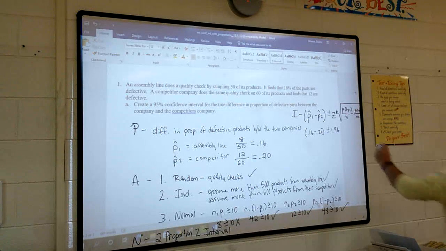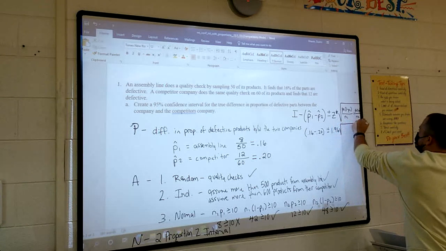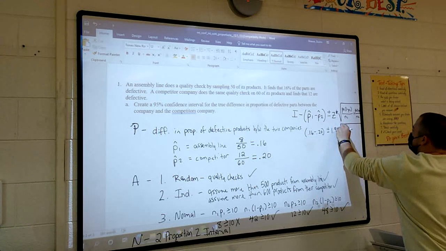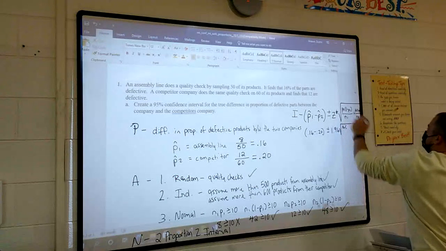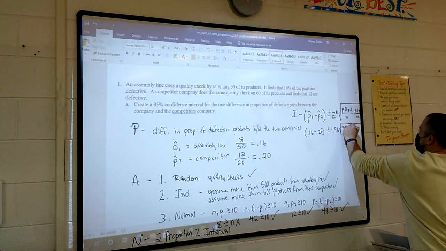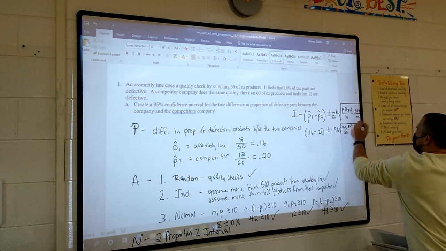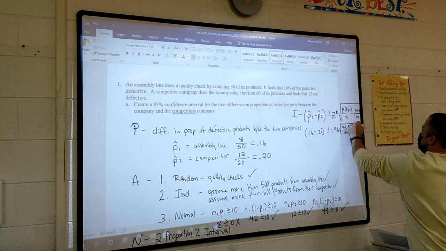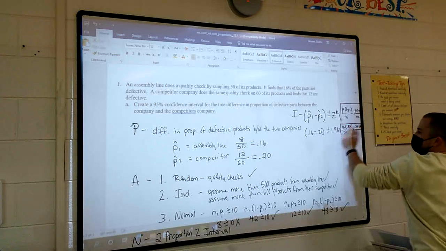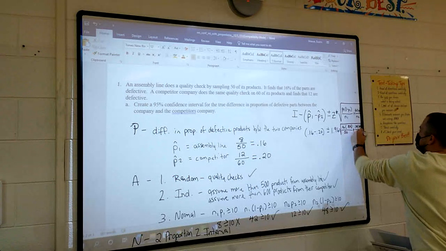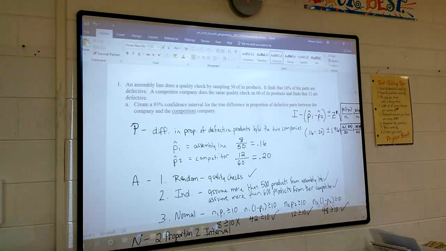Okay? Times the square root of, let's look, the first proportion is 0.16. 1 minus 0.16 would be 0.84 over 50. Plus the second one is 0.20. 1 minus 0.20 would be 0.80 over 60. Okay? So I'm just showing you how they get the interval, which is good to know because it's going to ask you for the margin of error and things like that in just a little bit.